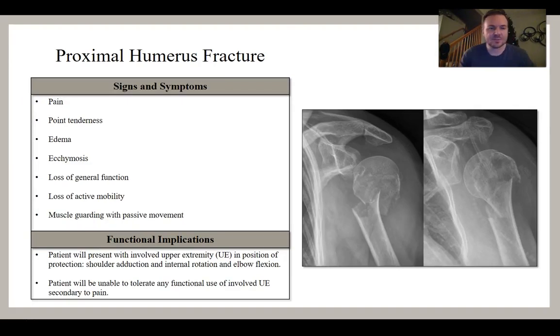So signs and symptoms: pain, point tenderness, swelling, bruising, loss of general function, muscle guarding. You can tell something's wrong after a fall, right? So you're basically going to present in a position of shoulder adduction, internal rotation, elbow flexion, that guarded position. And the patient won't be able to tolerate any real functional use of the arm. Just unstable.